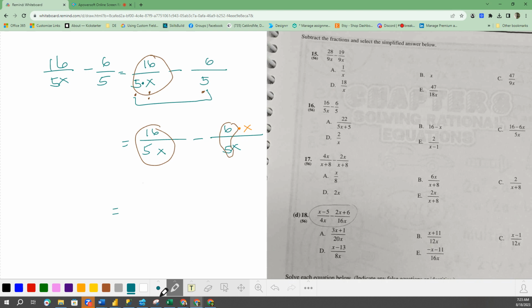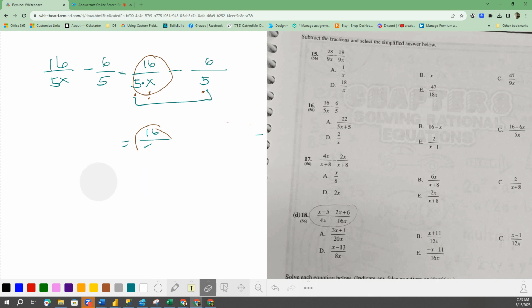Now you have 16 over 5x minus 6 times x, which is 6x over 5x. So now they finally have the same denominators. You can combine them in the same denominator, which is 5x. And 16 minus 6x cannot be combined, so you just write 16 minus 6x. And that's it.